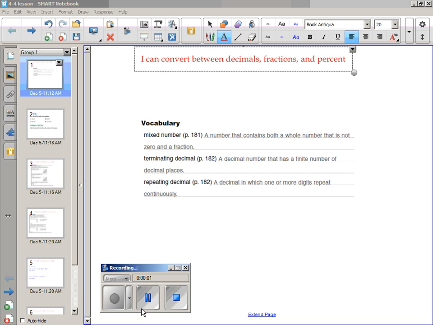Okay, your job for today is to convert between decimals, fractions, and percents. I do want to let you know, I told you earlier, the percents won't be on Chapter 4's test, but we're going to just talk about it today just because it fits in well, okay? Some of the key terms that we need to know are mixed numbers, terminating decimal, and repeating decimal.